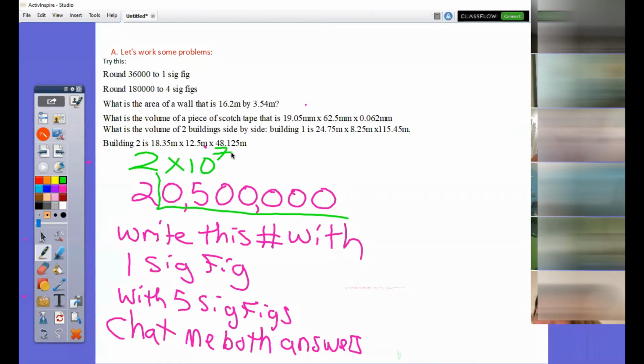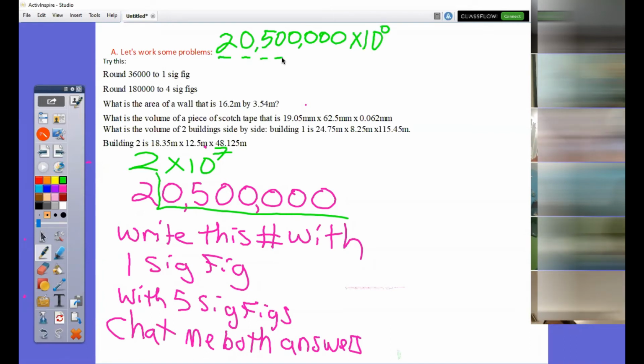Well, let's start over again. Let's go up here. That's the number, right? So we go ahead and multiply by 10 to the 0. I'll walk you through it. We need 5 sig figs. So watch what I'm going to do. I need 1, 2, 3, 4, 5. I need those 5 digits, so I'm going to cut those off.